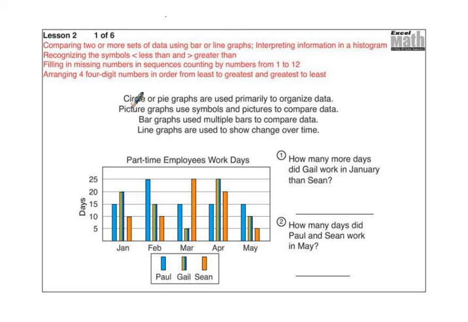It says, first of all, circle or pie graphs are used primarily, that means mostly, to organize data. That means to show you numbers, information that's in number form. Picture graphs use symbols and pictures to compare data, to compare number information. Bar graphs use multiple bars to compare data. Line graphs are used to show change over time. Change over time. That's important for you guys to know.